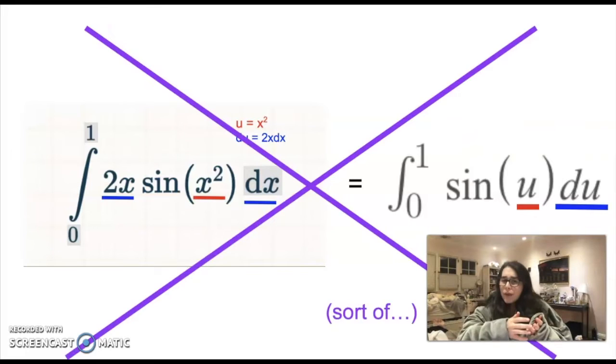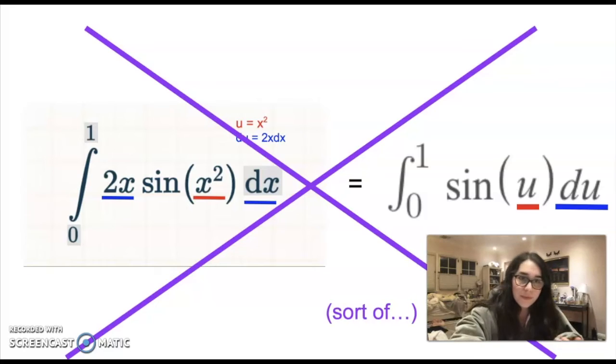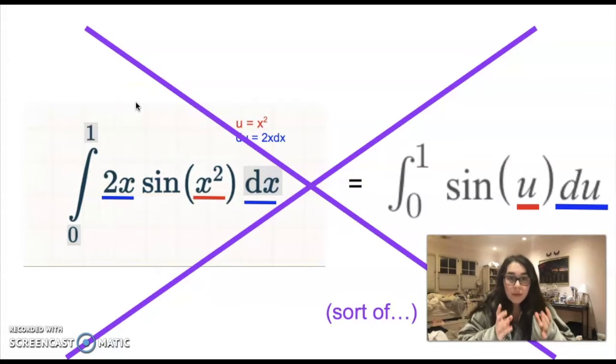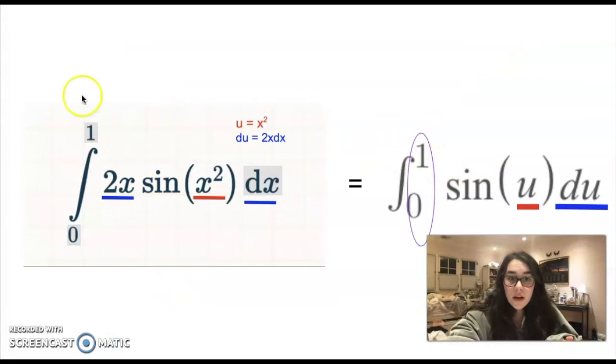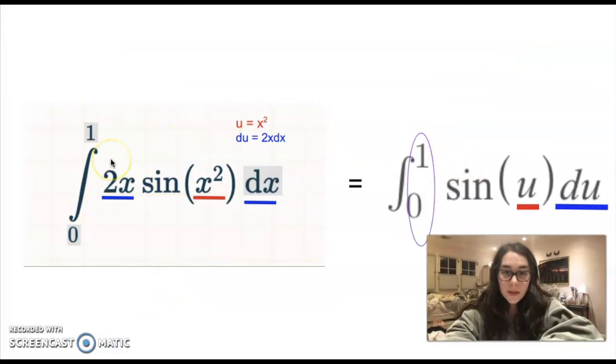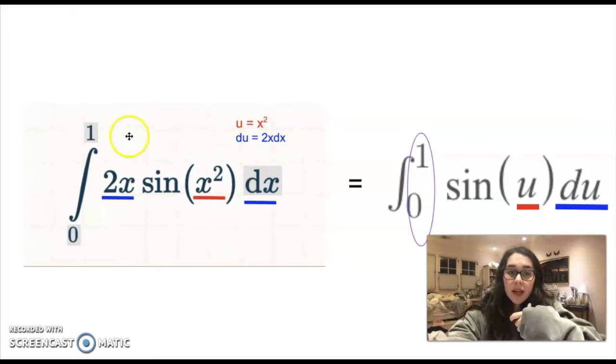But wait, have we really translated this integral yet? The answer is no. We left out a really important step that you have to do to make substitution viable. We forgot to translate our limits. You always have to remember to translate your original limits into limits in terms of u. So even though we translated the rest of our integral into terms of u, we never can forget the limits too. And it's actually quite simple to do this. All you have to do is plug the original limits into the function of u.